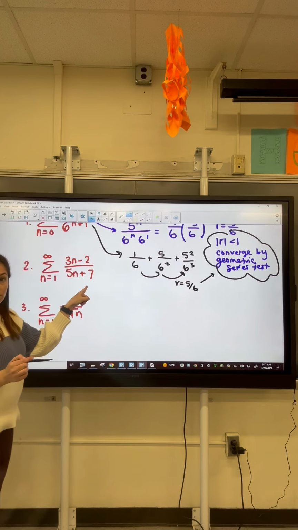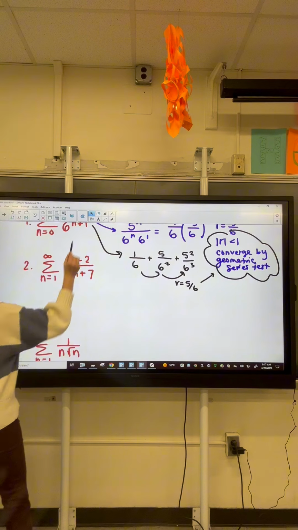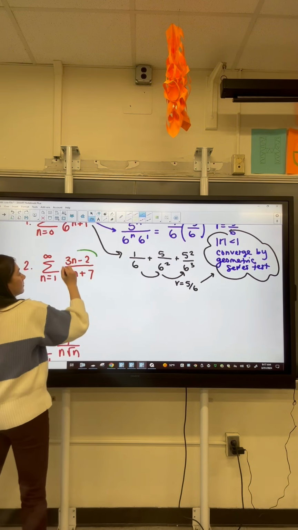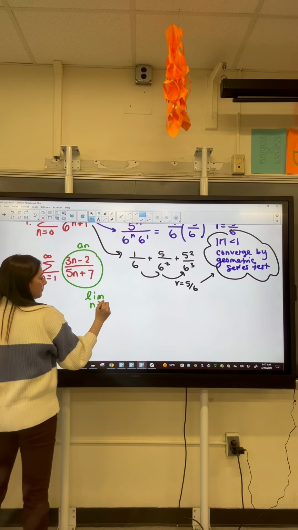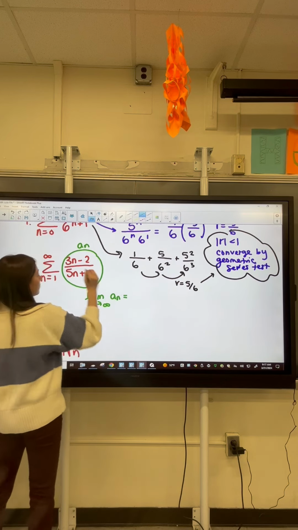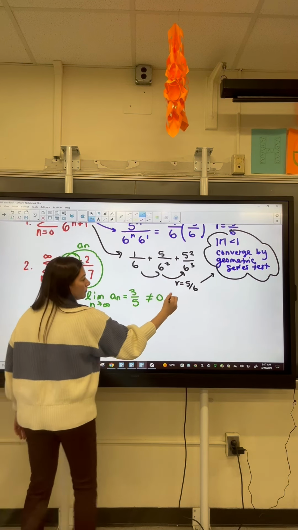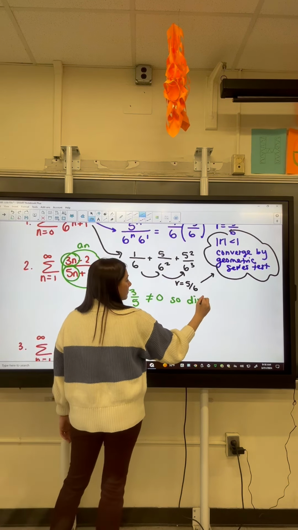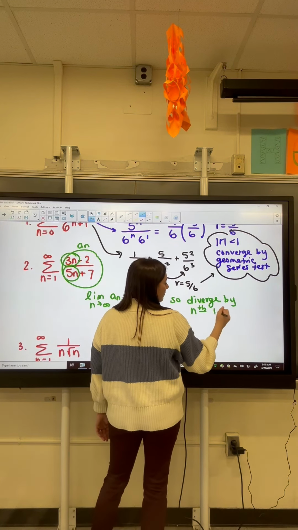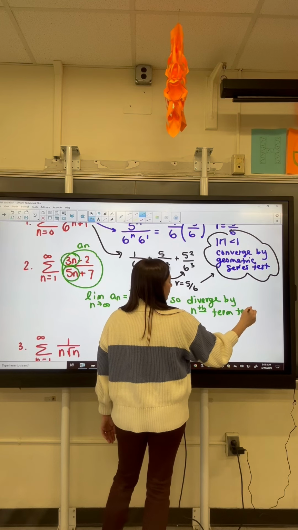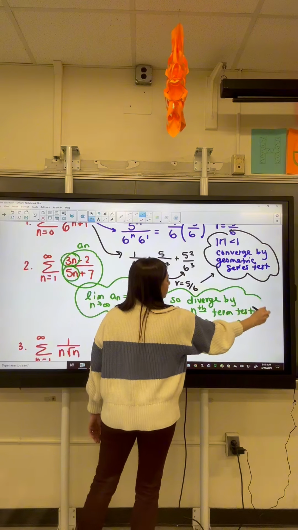All right, so let's look at number 2. Nth term test is a really great one. If you can do the limit as n approaches infinity in your head, then you can see right away that this limit's going to be 3/5. And remember, as long as we don't get 0, we diverge by the nth term test. So here you go, powers match. You're looking at the highest exponent, so it's equal to 3/5, not equal to 0, so we diverge by the nth term test. And the nth term test only tests for divergence. So that's a really nice, quick test that we can use for a lot of the series if you can just look at it and figure out the limit.